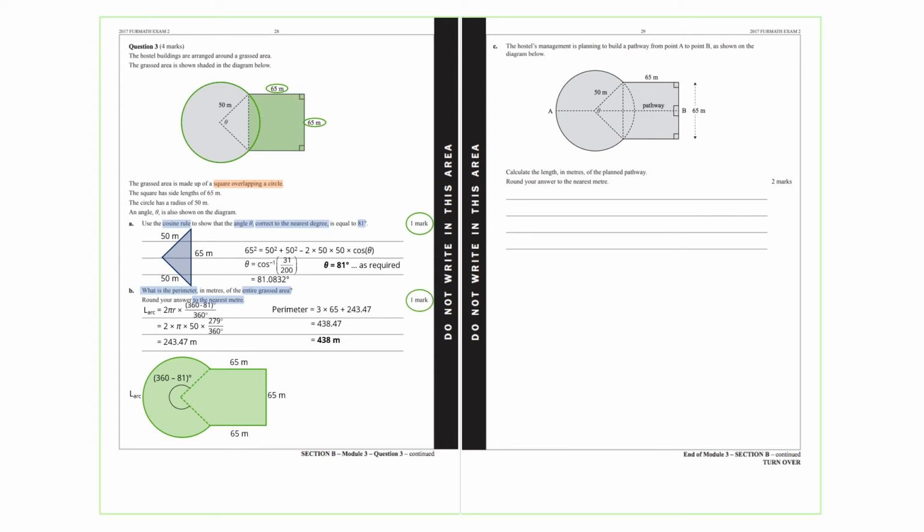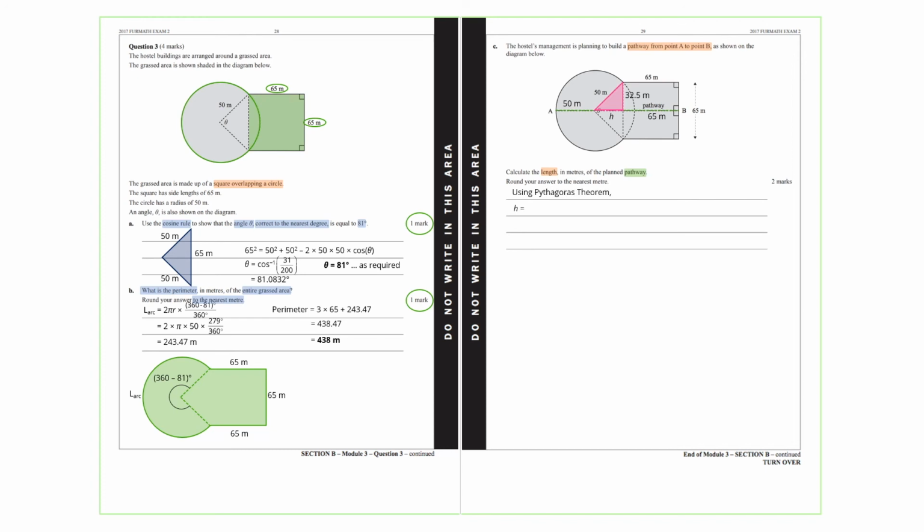Part C. The hostel's management is planning to build a pathway from point A to point B, as shown on the diagram below. Calculate the length in meters of the planned pathway. We are going to start with the first part from A to the center of the circle, which is 50 meters, and then the length of the square, which is 65 meters. So there is a little bit that we need to calculate, that is h. We are going to use Pythagoras' theorem in this right-angled triangle.